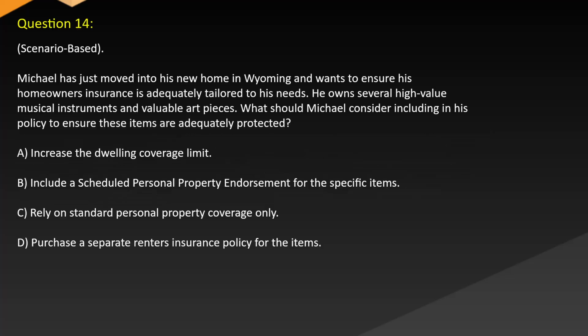Question 14, scenario-based. Michael has just moved into his new home in Wyoming and wants to ensure his homeowner's insurance is adequately tailored to his needs. He owns several high-value musical instruments and valuable art pieces. What should Michael consider including in his policy to ensure these items are adequately protected? A. Increase the dwelling coverage limit. B. Include a scheduled personal property endorsement for the specific items. C. Rely on standard personal property coverage only. D. Purchase a separate renter's insurance policy for the items.